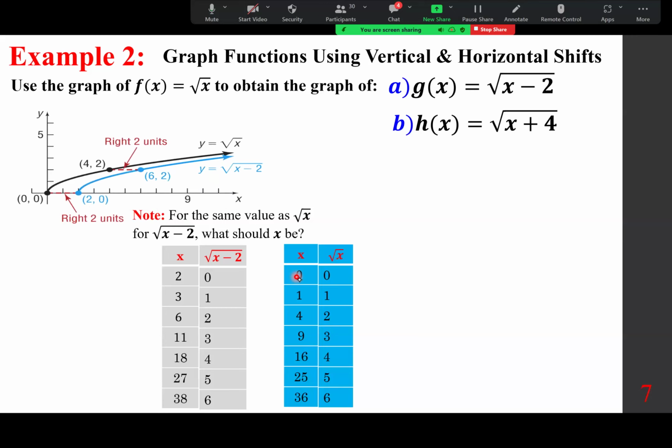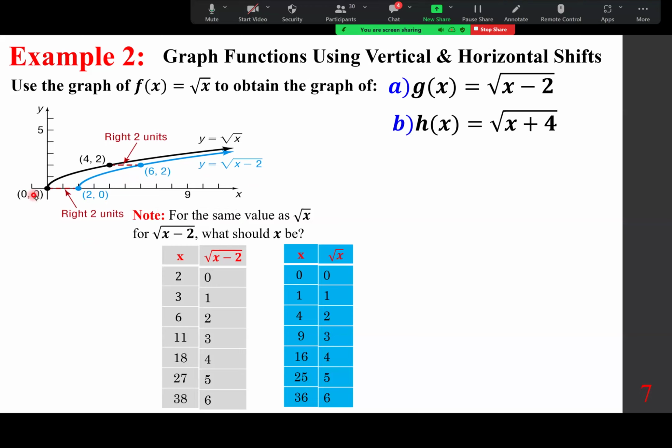So notice, 0, 0 here corresponds to 2, 0 here as we shift it to the right. 1, 1 corresponds to 3, 1, and 4, 2 corresponds to 6, 2. You can pick up a couple more. So what happens is that for this one, the domain and range was from 0 to infinity. The blue one, the range doesn't change, but the domain is now from 2 to infinity.